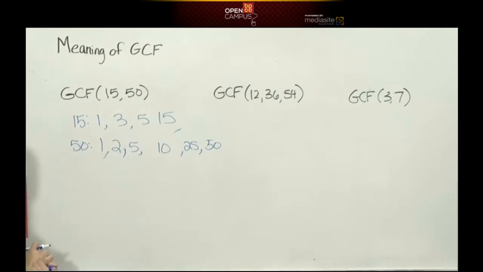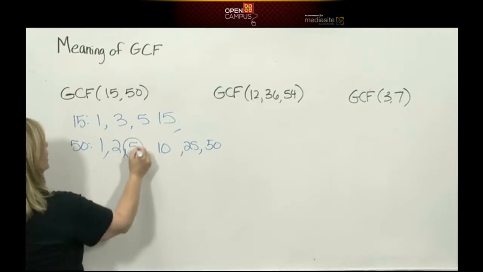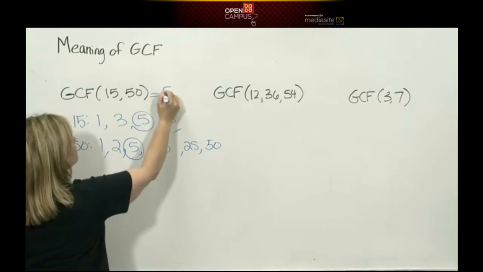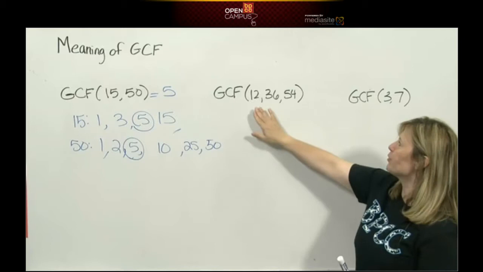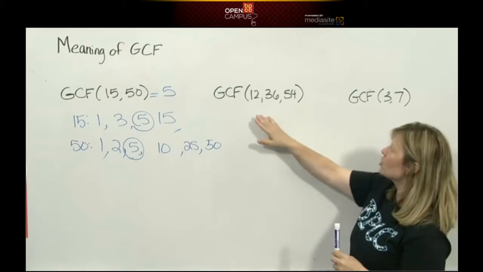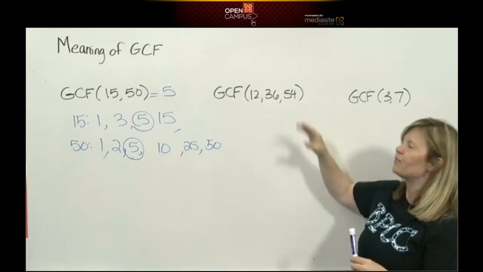Now, if I look for my greatest common factor, what is the largest number they have in common? It is 5, and that would be my GCF. All right? We could do a GCF of 3 numbers. So again, what is the GCF of 12, 36, 54?